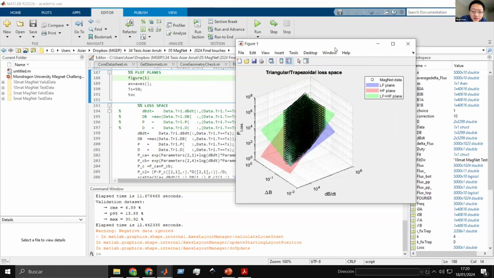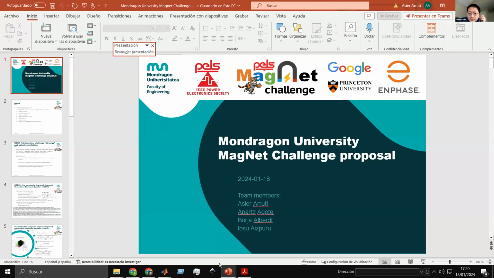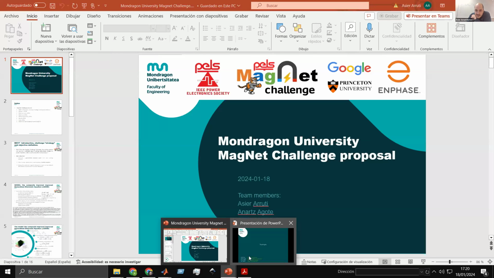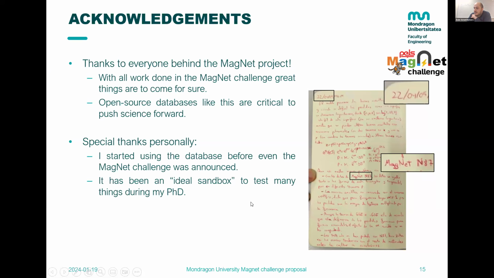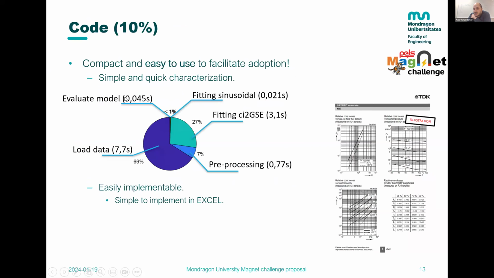Does this include the parameter fitting? Okay. The graph I sent you here. Yeah, go ahead. This one, yes, evaluating the model is like 45 milliseconds. You can see here the time what takes long. The modeling of the sinusoidal data, because it's like a polynomial plane, it's like super quick. But the fitting, it's only 3 seconds for the biggest material.